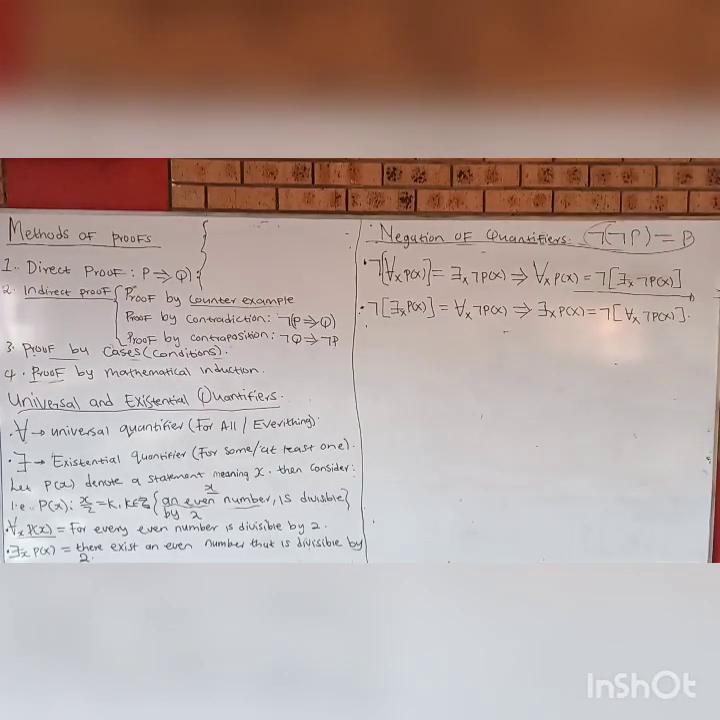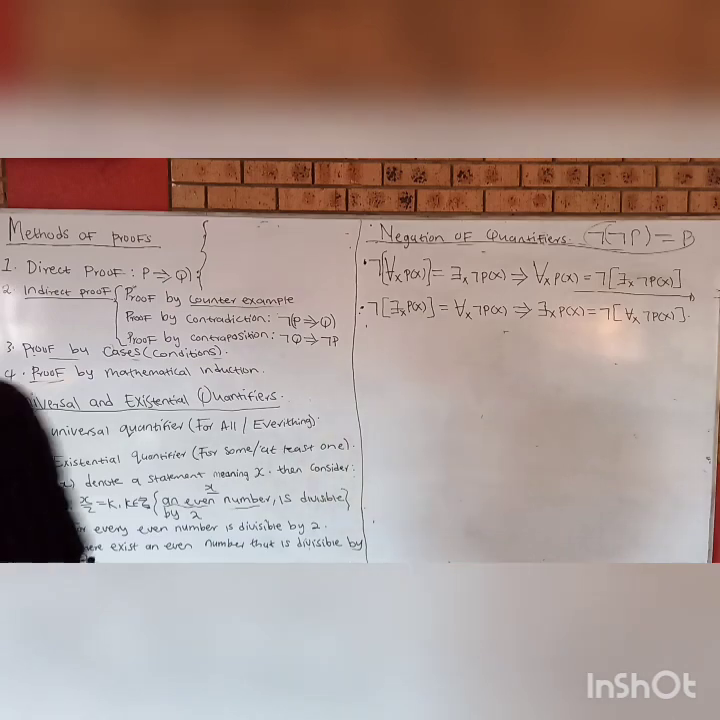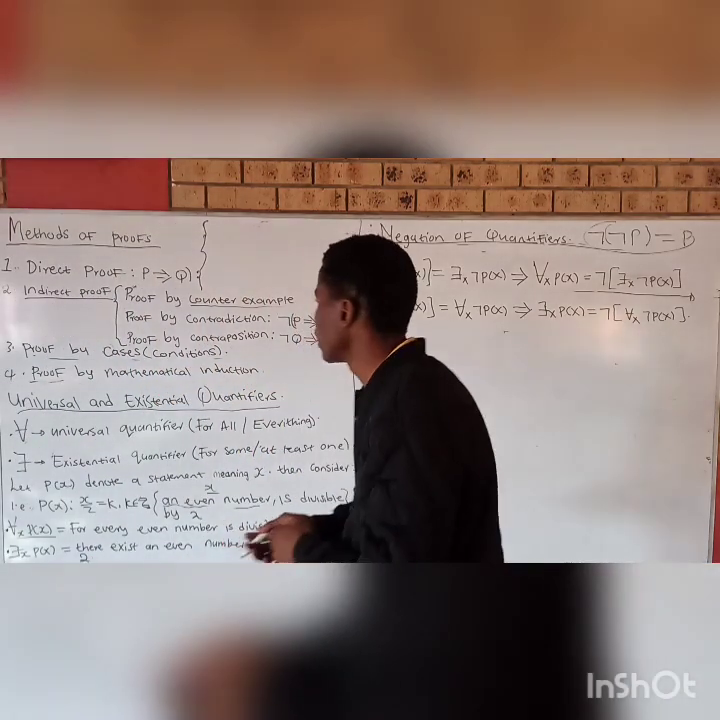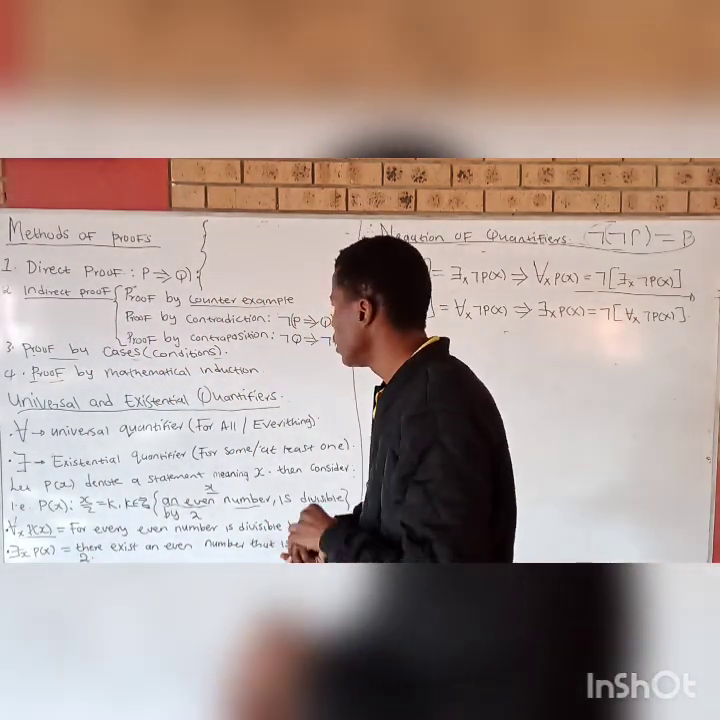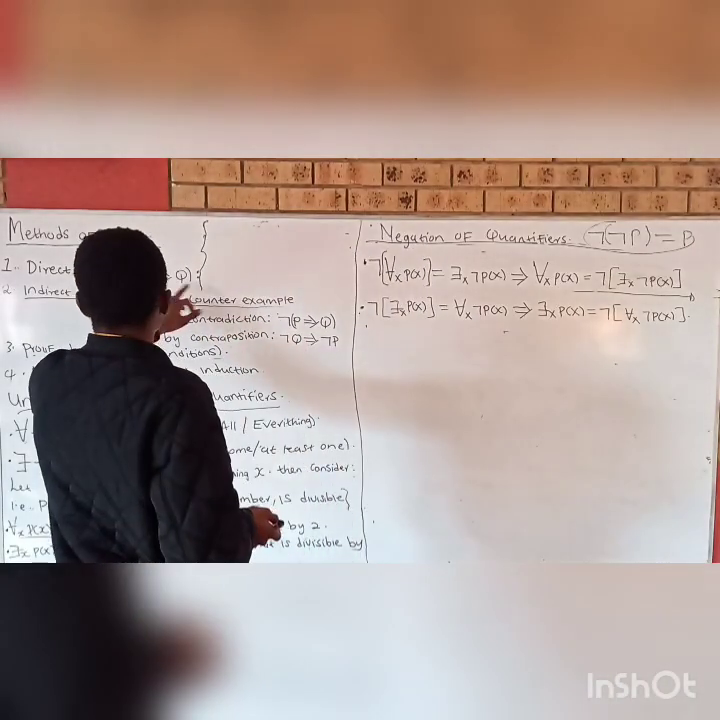Hey, welcome back again. So the methods of proofs. We have four methods of proofs, as I mentioned. We have the direct proof. So let's start with the direct proof, then I can move to the indirect proof. Under the direct proof, we're going to prove directly that P implies Q. In this case, assume P and deduce Q.